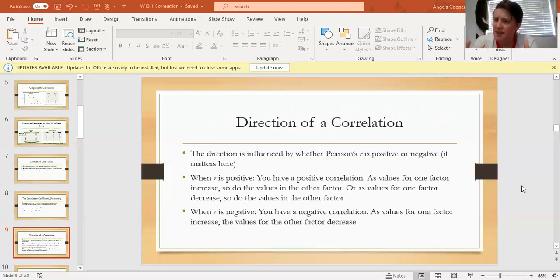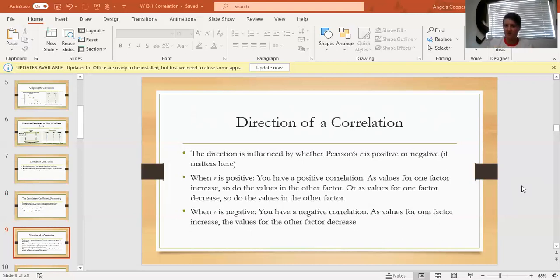So unlike Cohen's D, where the sign didn't really matter, 2.2 or negative 2.2 for Cohen's D doesn't make any difference. It's still saying you're about 2.2 standard deviations apart. With Pearson's R, the direction, the sign, negative or positive, is important.